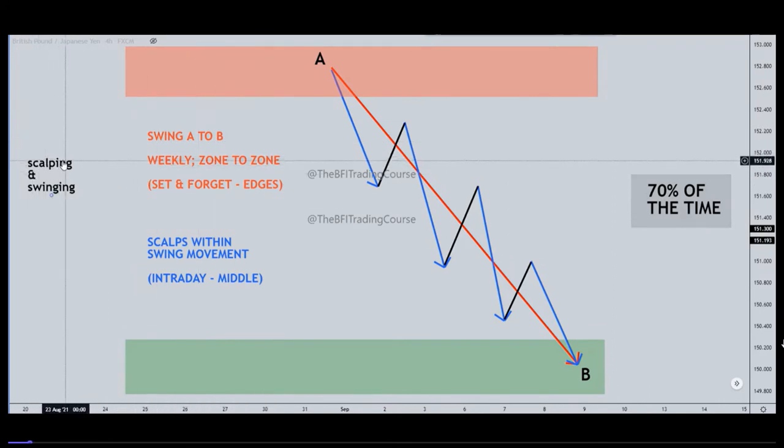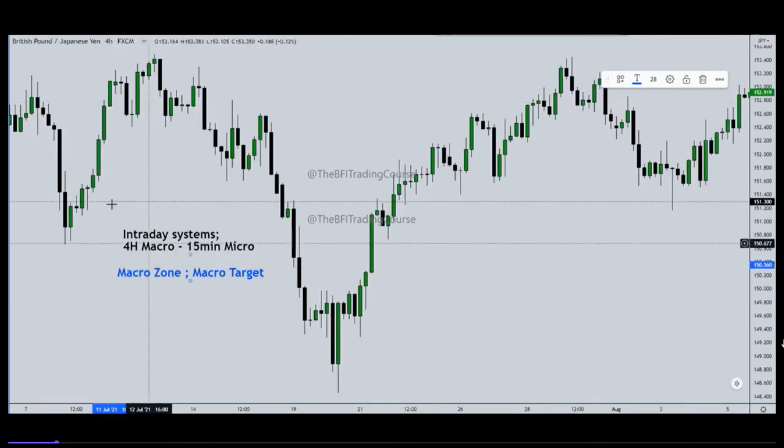A scalp can be considered a trade taken on what? The 4 hour time frame zone. Scalping and swinging, it's not about the pips, and it's not about even the move itself, it's about the time frame. So, are you scalping or are you swinging? It depends on the zone and the time frame of that zone. A scalp is any trade that you take off a 4 hour zone. We can call it intraday systems. 4 hour is the macro, and a 15-minute is the micro used for the entry.